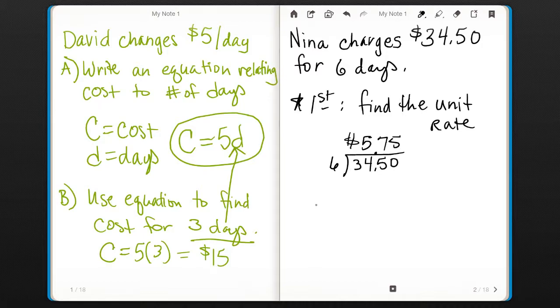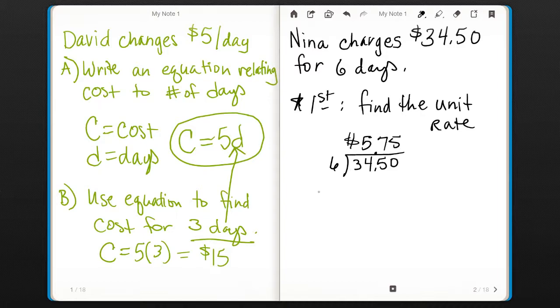Maybe it's like better service. What'd you say? Maybe it's like better service. Maybe she does better. She charges more per day. Yes, maybe there's additional little things she'll do. Maybe she'll bring in the mail for you that David just won't do.